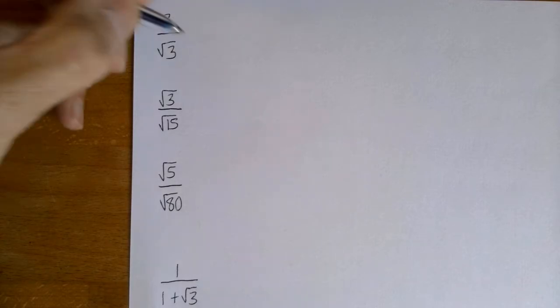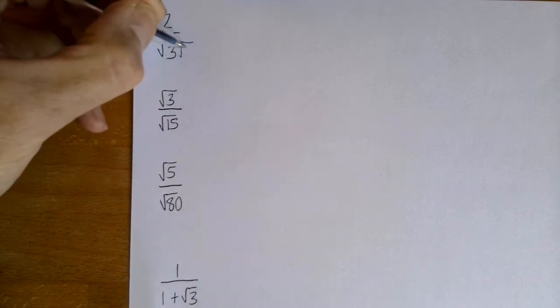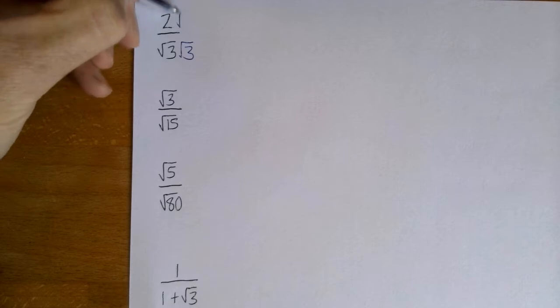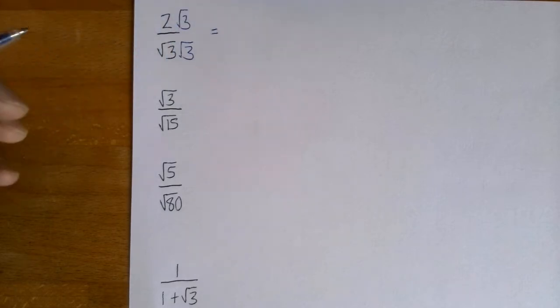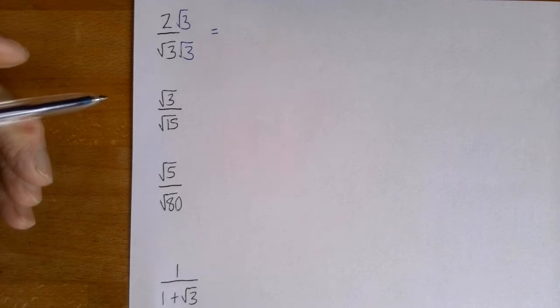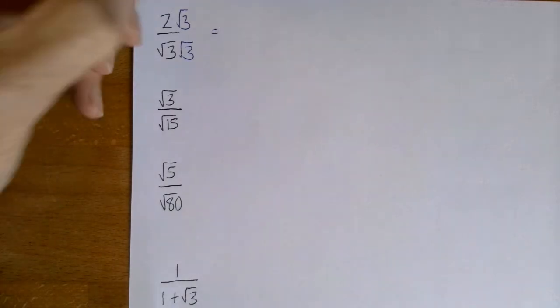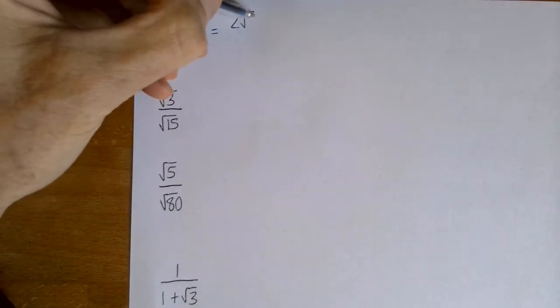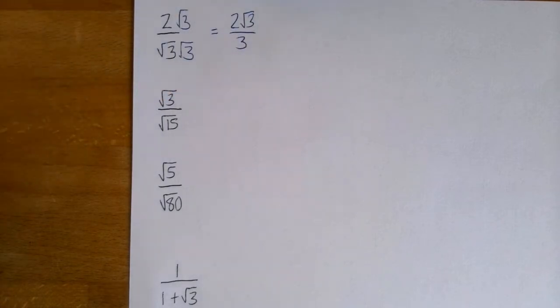So hopefully you remember the technique. These first three, I multiply by root 3, top and bottom. And the key fact is that the square root of 3 times the square root of 3 is the square root of 9, which is 3. So I get 2 root 3 over 3.